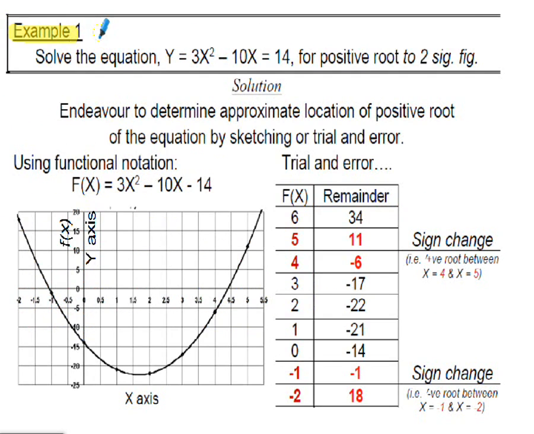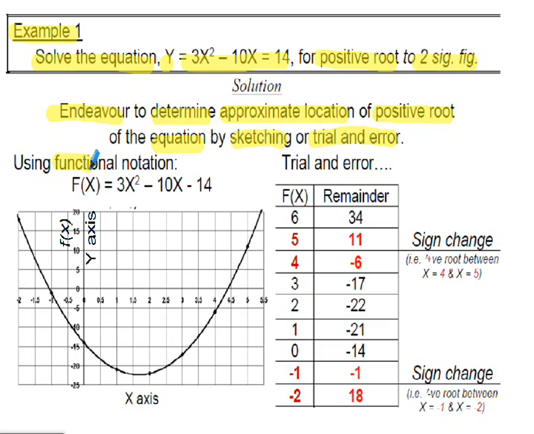Example 1. We're going to solve the equation y equals 3x squared minus 10x equals 14, solved previously using the quadratic formula. Using the bisection method, we're going to find the positive root first of all to two significant figures. So in the solution for the bisection method, we have to endeavour to determine an approximate location for, in this case, the positive root of the equation by sketching or by trial and error, whichever technique you prefer.